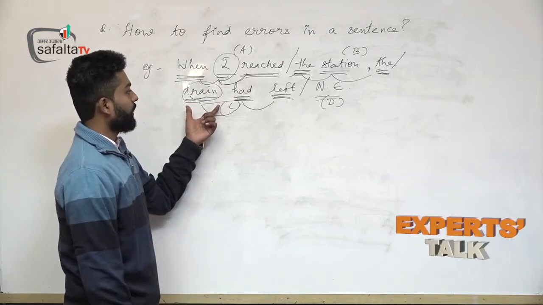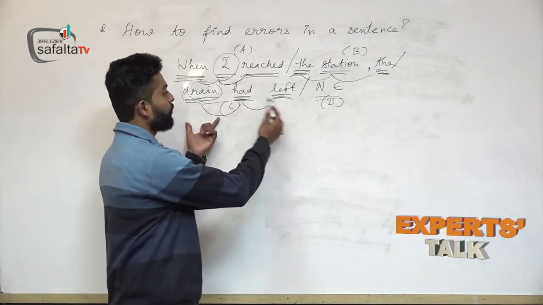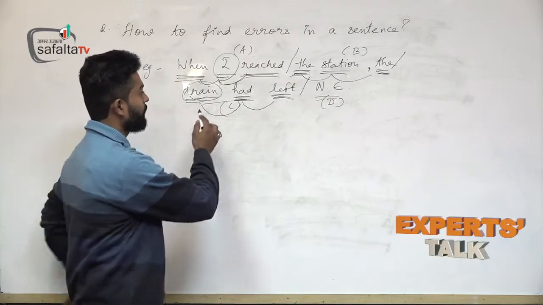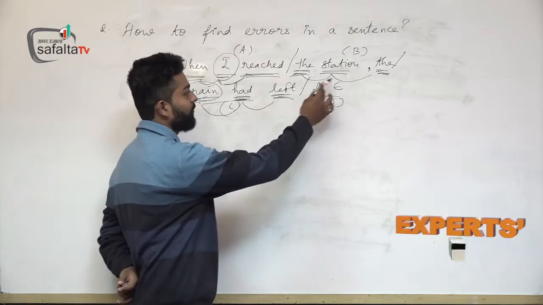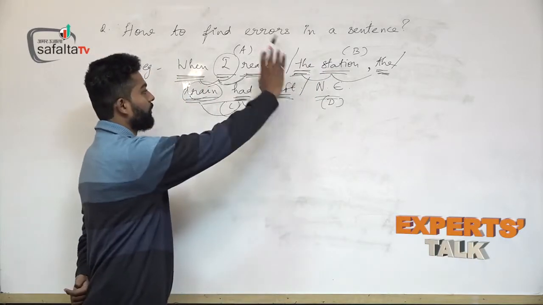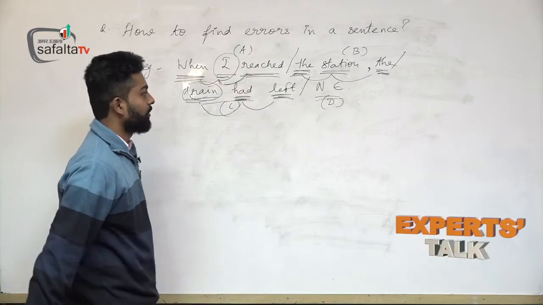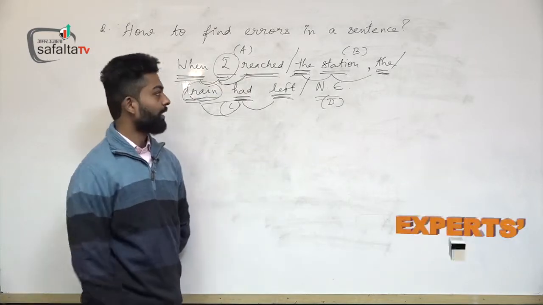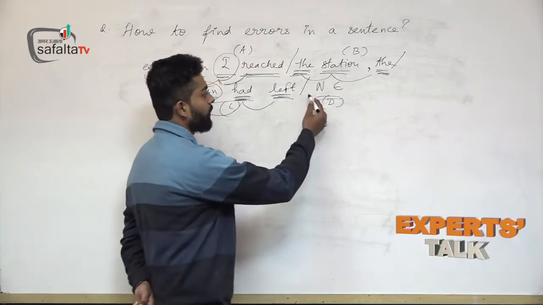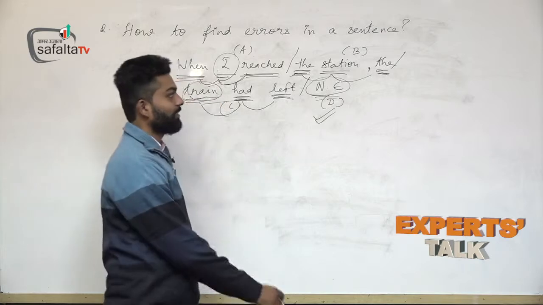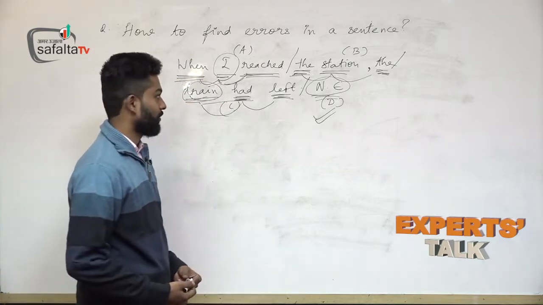So after you have seen the whole sentence, and checked it word by word and found no error, you can read the whole sentence at once, and if you still don't find any error, then move to the option "no error", and we will mark this option that there is no error in this sentence.